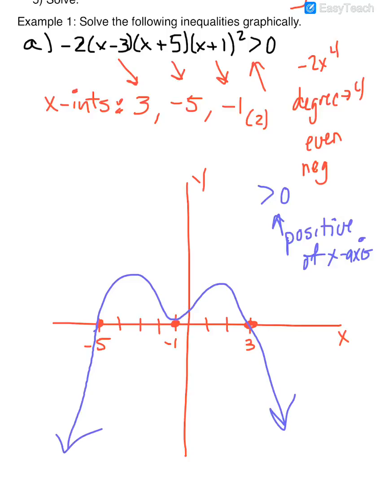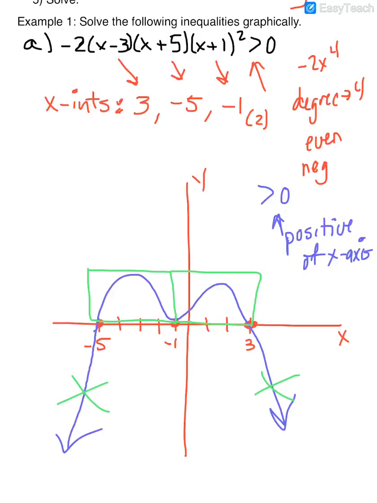Okay, so looking at this graph, I would say this area is positive, right? Also, this area is positive. The rest are below the x-axis, so that means it's negative. So those aren't solutions or wouldn't make my inequality true.